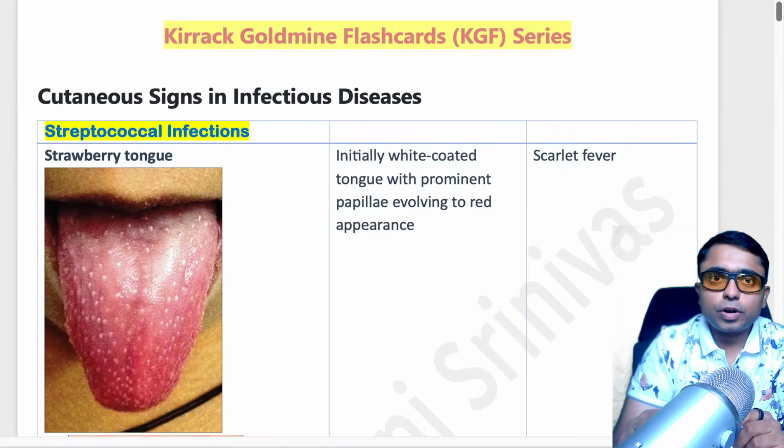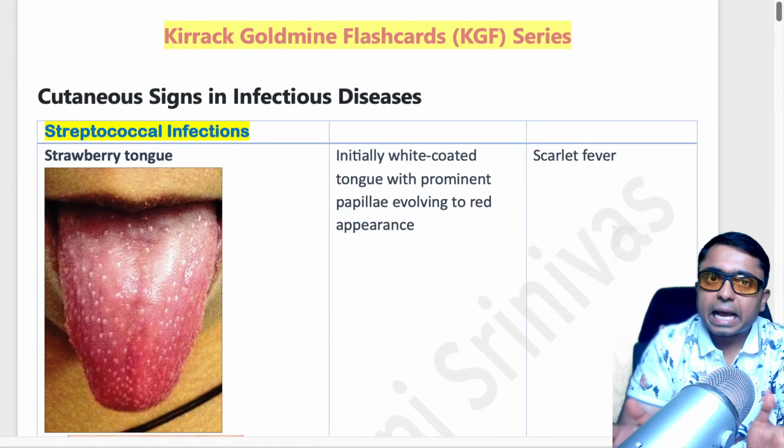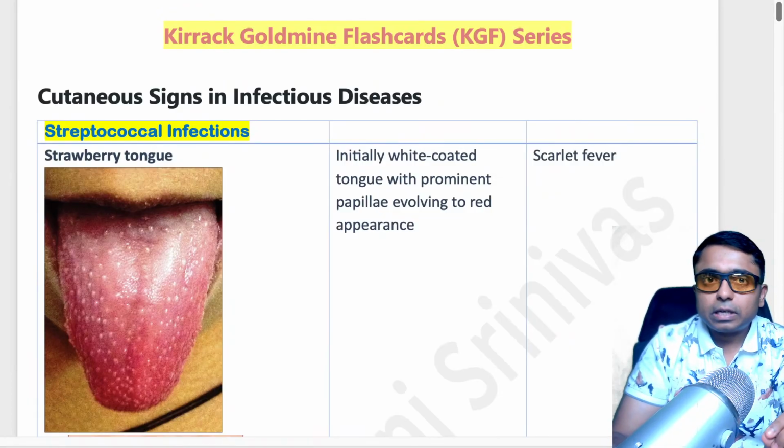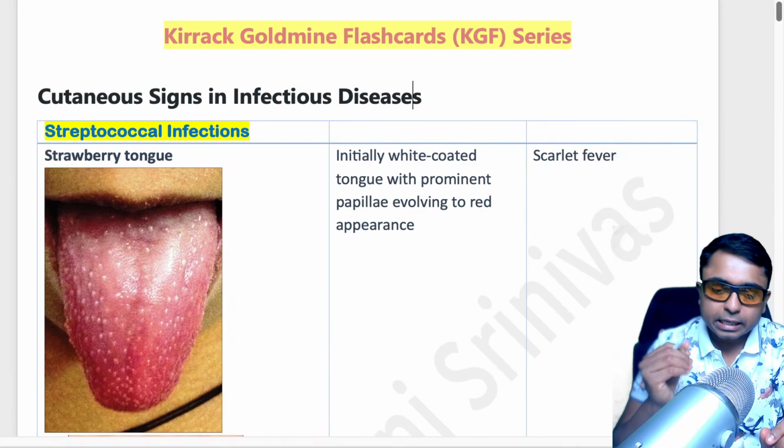In this video, we are going to look at the cutaneous signs seen in various infectious diseases like, for example, bacterial, viral, fungal, parasitic, STDs and leprosy. So let us begin our discussion with the bacterial, that is, streptococcal infection associated skin findings.